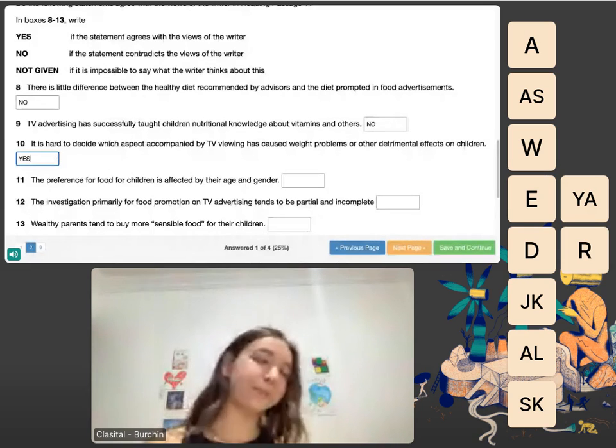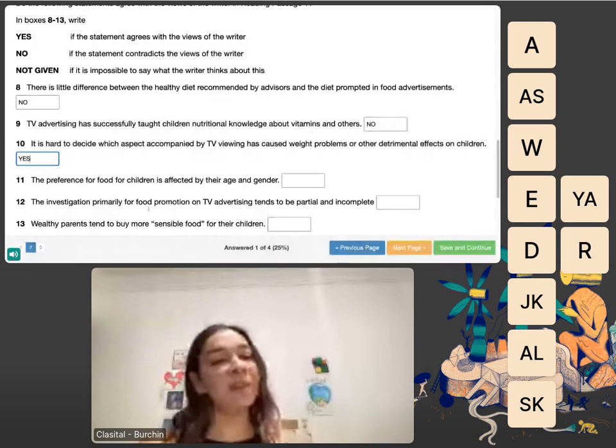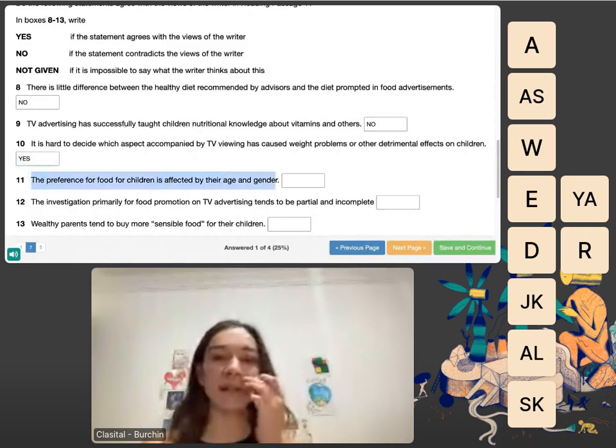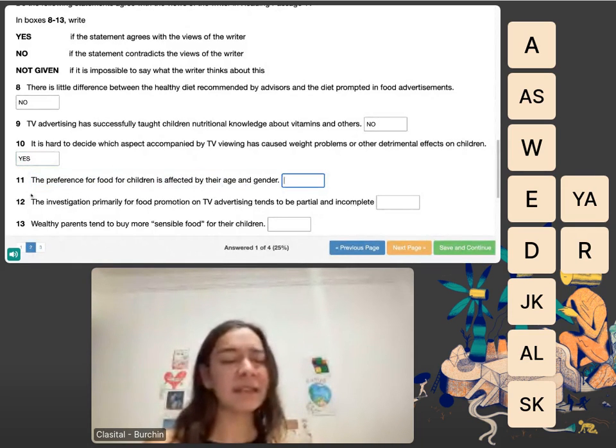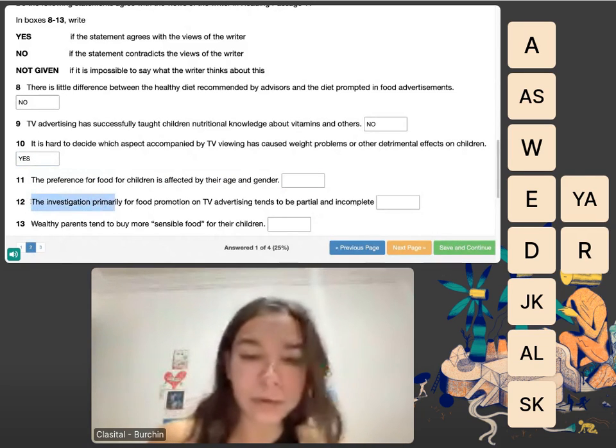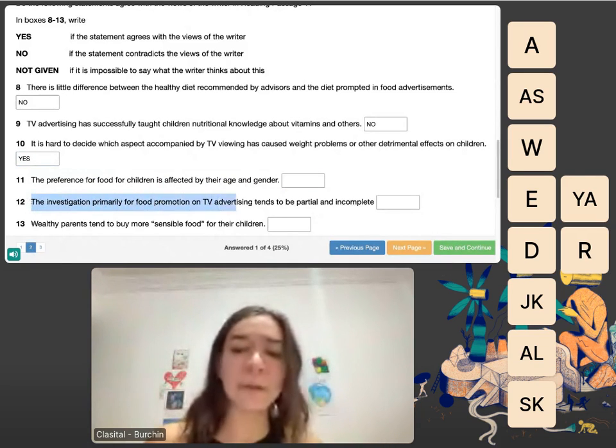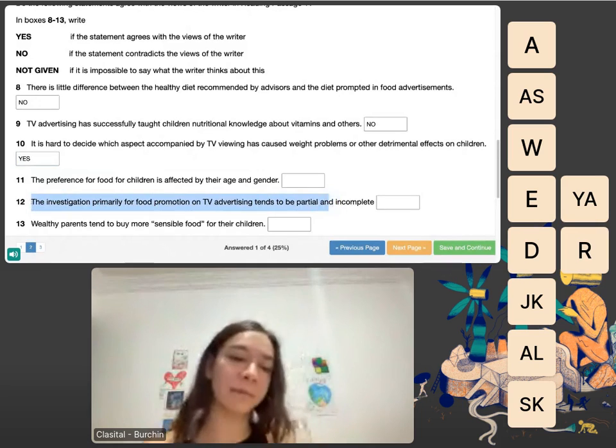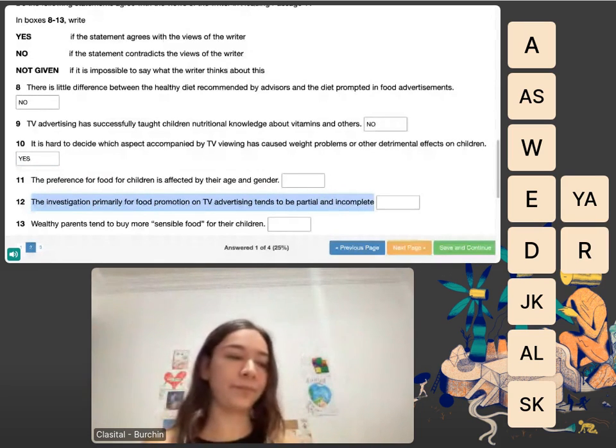Okay. Let me see. The preference for food for children is affected by their age and gender, and the investigation primarily for food promotion on TV advertising tends to be partial and incomplete.